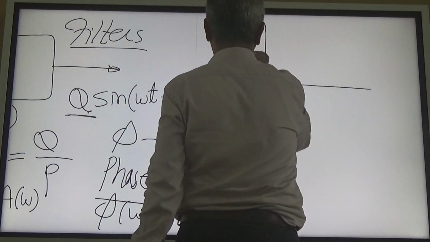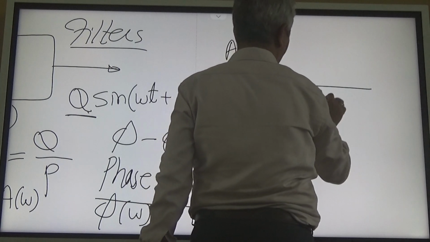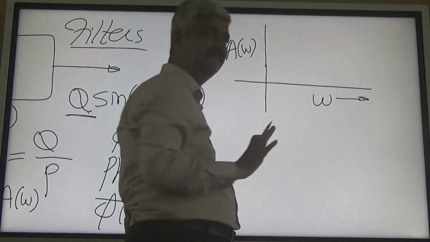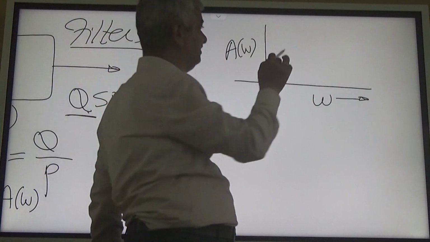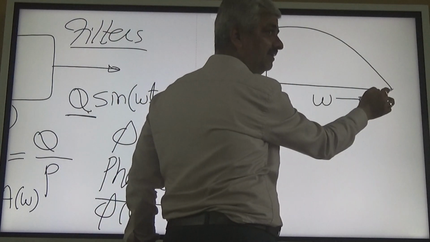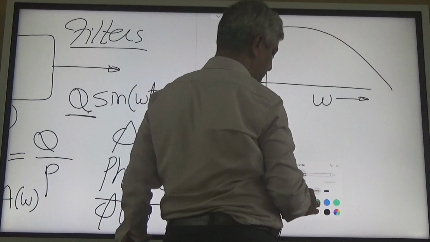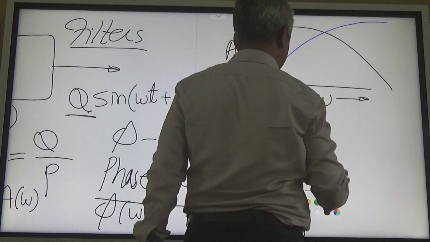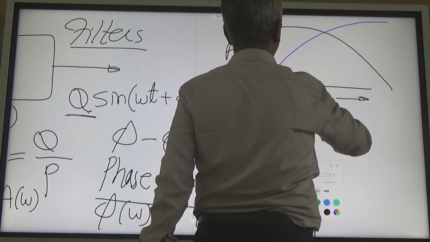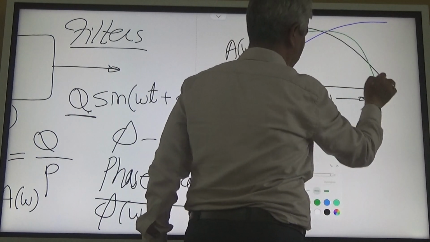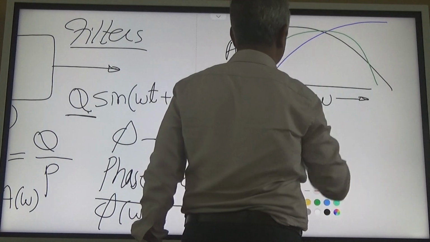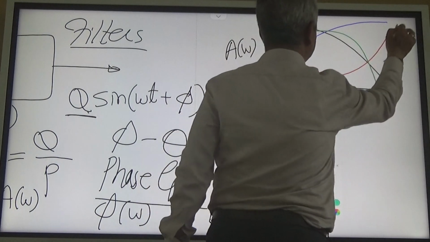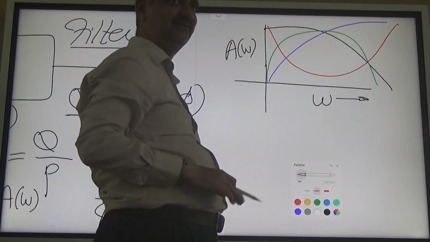So A omega versus omega, frequency, right? If it is like this, it is a low pass filter. If it is like this, it is a high pass filter. Sometimes it is like this, it is a band pass filter. Sometimes it is a band reject filter. Is it right?